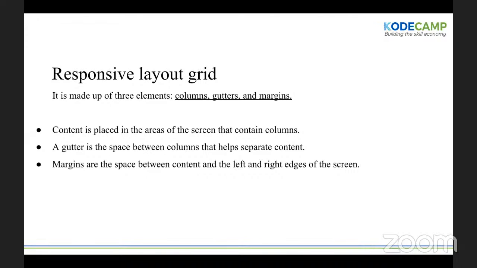Columns are where you put the content of your design. It could be an image, it could be a text. It's not like you're going to divide it all through, like it would still be there, but columns are basically where the content is being put, and then the gutter is the space between the columns that helps separate the content, and the margins are the space between the content and the left and right edges of the screen.